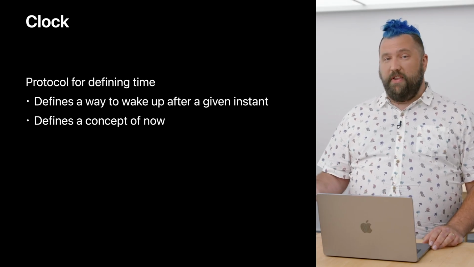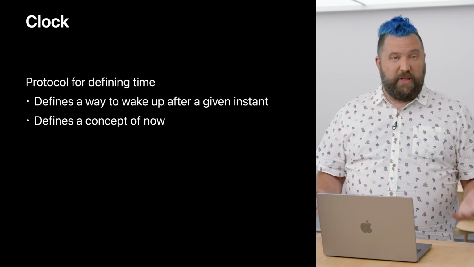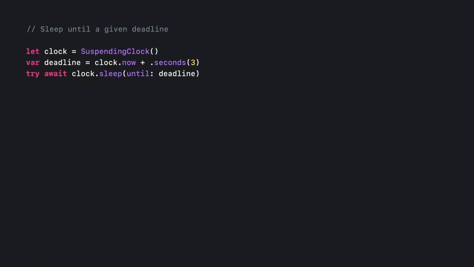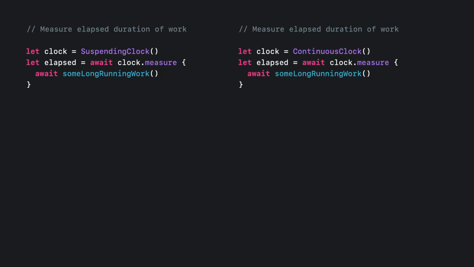The suspending clock, on the other hand, does what its name implies. It suspends when the machine is put to sleep. We use the new clock API in our app to migrate from existing callback events to clock sleep function to handle dismissing alerts after a deadline. We were able to create the deadline by adding a duration value that indicated, specifically, the number of seconds we wanted to delay. Clock also has some handy methods to measure the elapsed duration of execution of work.